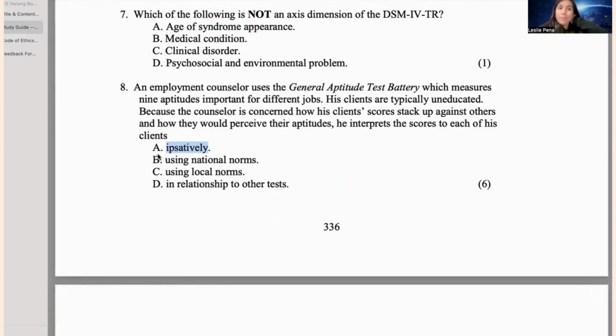So I also didn't know what ipsative meant when I first started studying. I don't remember seeing it, and that's not a very helpful definition. After I started researching it, it was simply a test where you're comparing your own scores to your own scores. So this is focused on comparing a person's characteristics against their own previous performance rather than against others.